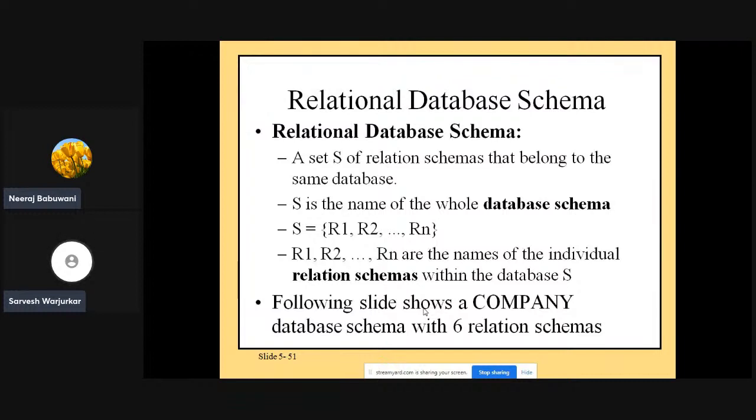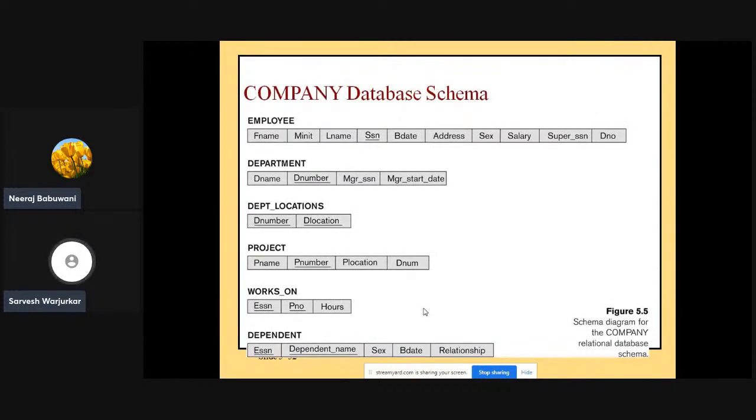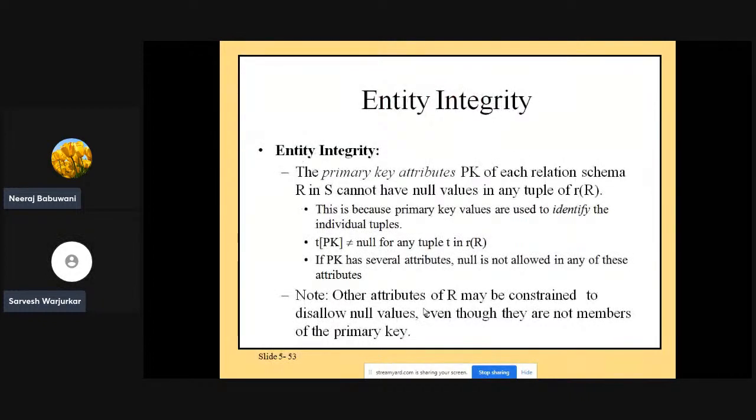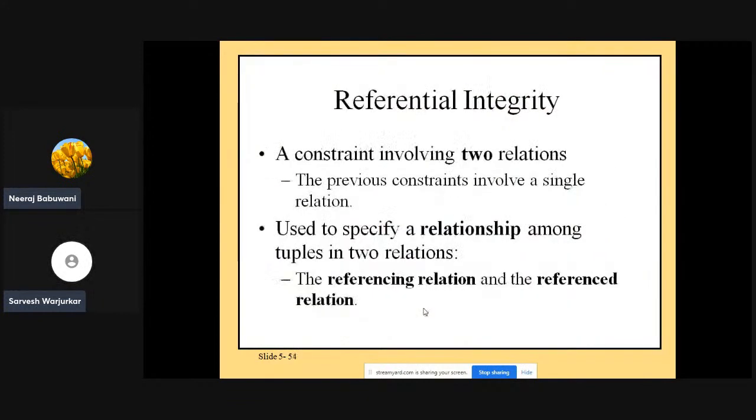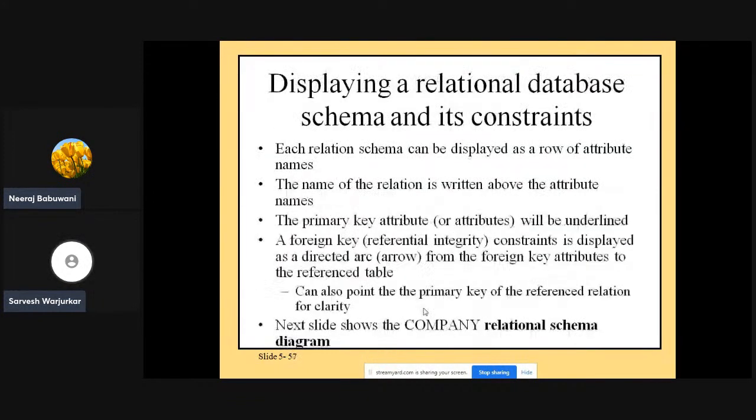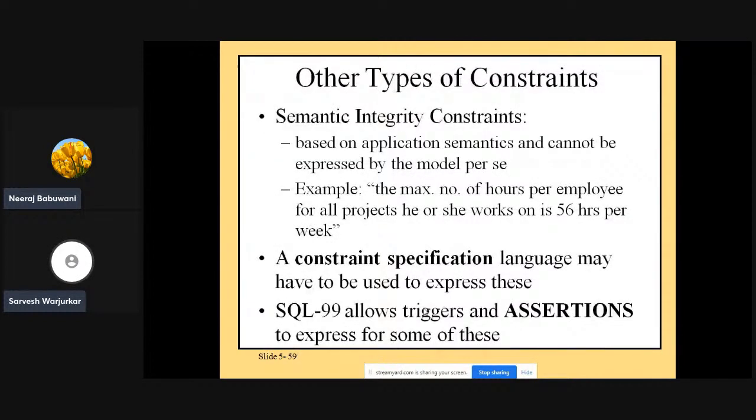A relational database schema is a set of relation schemas that belong to the same database, and database schema S is equal to R1 up to Rn. Same example, exactly like the car or the student. I'm going with the help of this company database schema, with employee, department, locations, projects, works on, and dependents. So this is all about entity integrity, referential integrity, and displaying the relational database schema for the session.